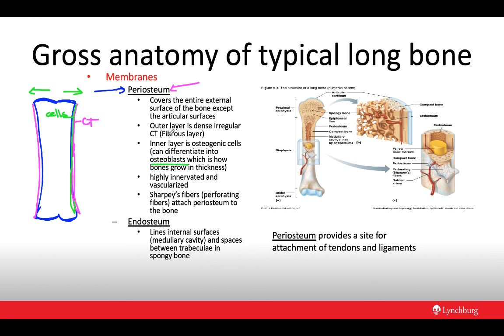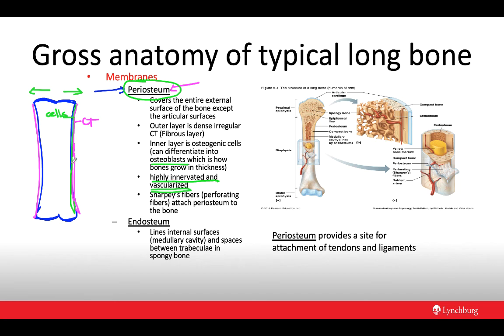Okay, periosteum is highly innervated and vascularized. Okay, highly innervated. You probably know this because if you've ever gotten kicked in the shin, or if you've ever had shin splints, that is all thanks to your periosteum and the fact that it's highly innervated. So it's very painful.